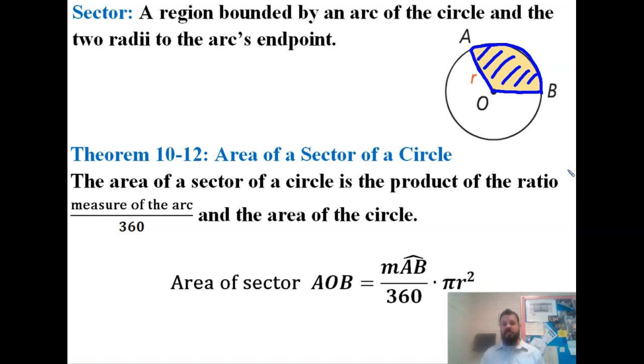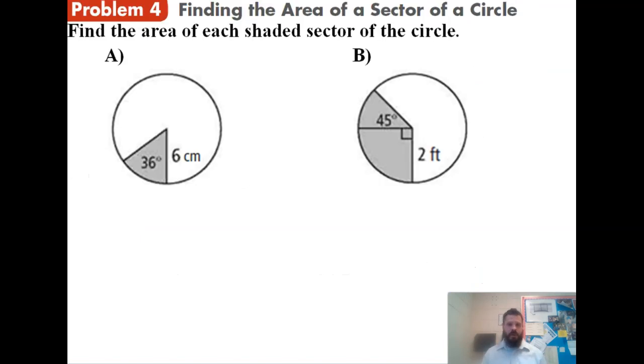Okay, we're going to find the area of a sector in a similar way that we found the length of an arc. We'll take the measure of the arc divided by 360, so a fraction of the circle again, and then times pi r squared, the area of a circle formula. So here we just have a fraction of the circle's area. All right, so problem 4, part A, find the area of each stated sector.